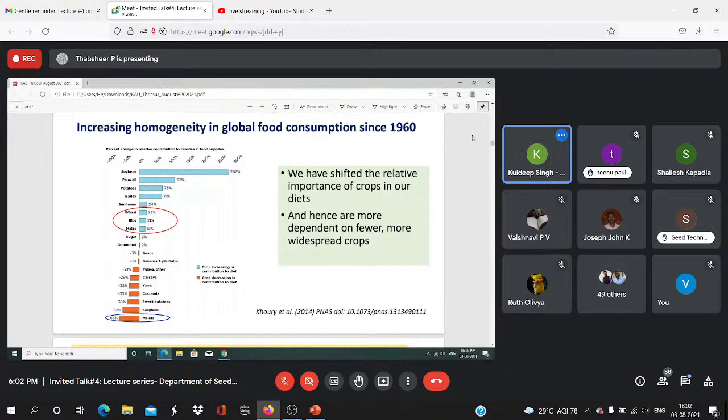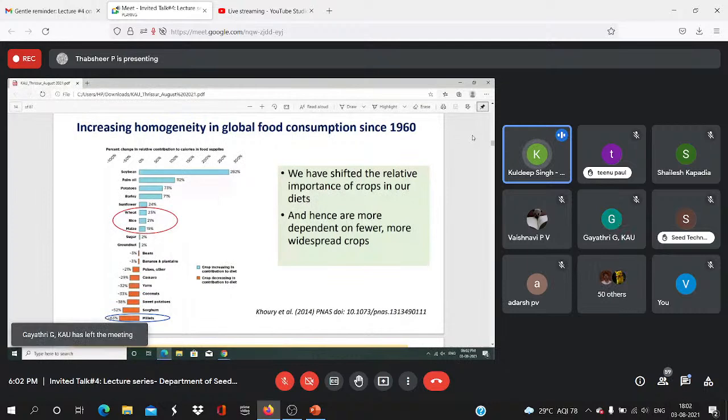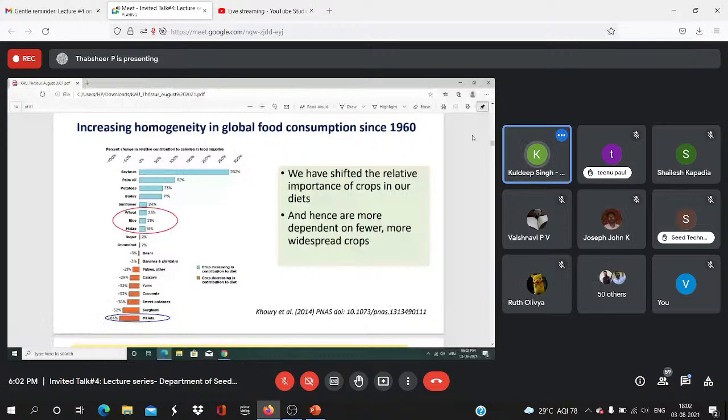And I'm presenting this data to the students to tell them that, yes, they have a responsibility for the next 40, 50 years. These are the challenges which we are just projecting, but they have to face these challenges tomorrow.